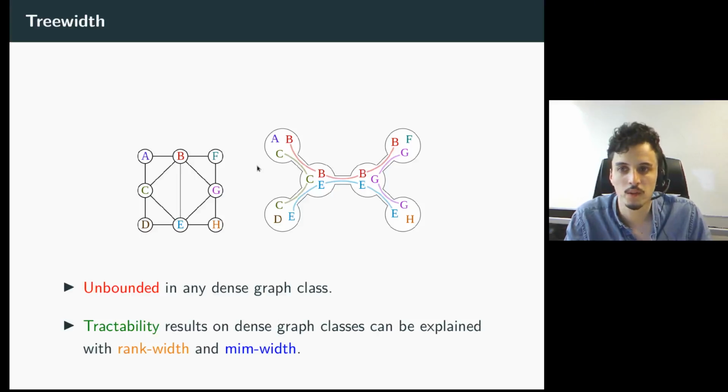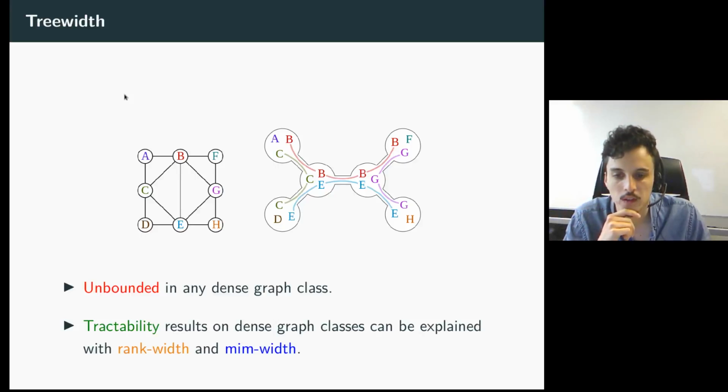Let's start with something you all know, treewidth. Treewidth is wonderful in so many ways. It has plenty of algorithmic applications and structural properties, and we know a good algorithm to compute treewidth in FPT time. So why do we need these two other parameters?